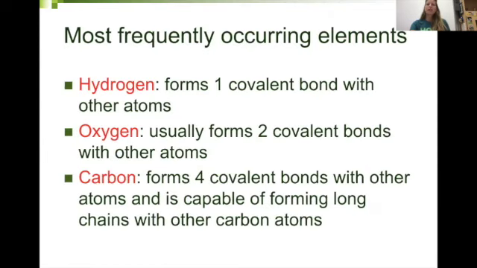The most frequently occurring elements in the body are hydrogen, oxygen, and carbon. Hydrogen has one covalent bond, oxygen has two covalent bonds, and carbon has four covalent bonds. Notice we're talking about covalent bonds. Covalent bonds, as far as bonding goes, are the strongest bonds that you can have, and we want your body made of things that have super strong bonds. We don't want it easy to break apart the components of your body, because if it were easy to break apart the components, you'd just turn into a pile of goo at your chair.